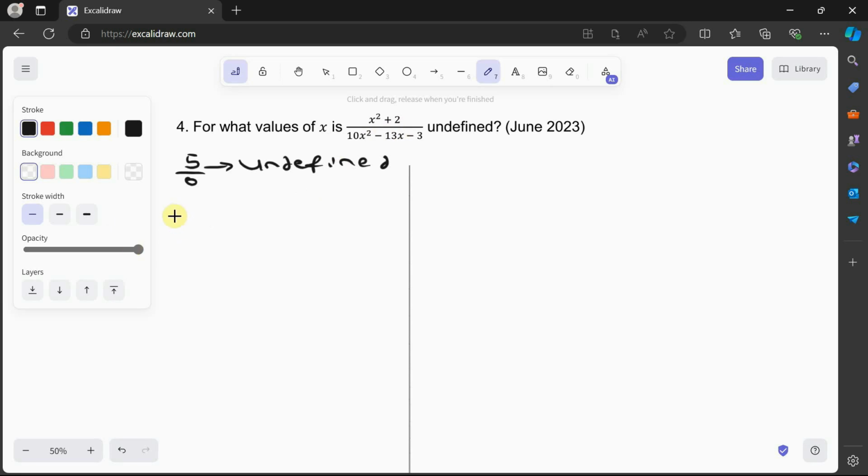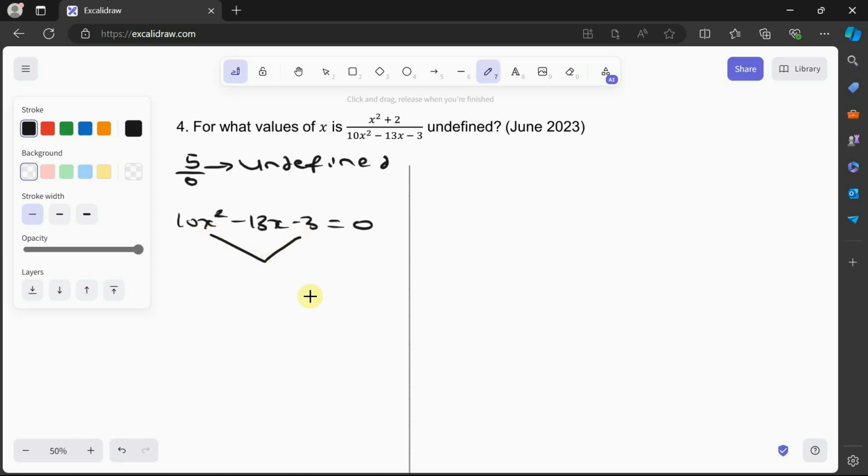So for this expression to be undefined, the denominator must be 0. So 10x squared minus 13x minus 3 must be equal to 0. The values we get for x should be the values that, if I replace x with them here, will make this denominator 0. I'll be using the factorization method a lot here because I find it easiest to use.